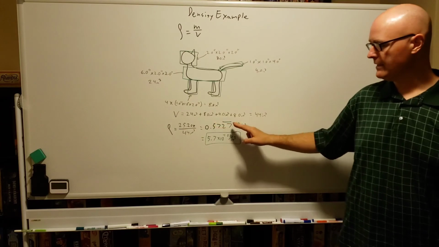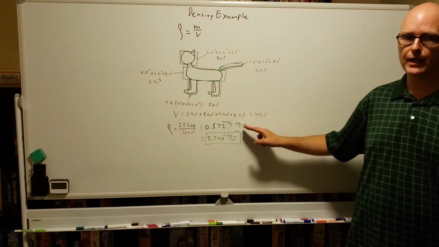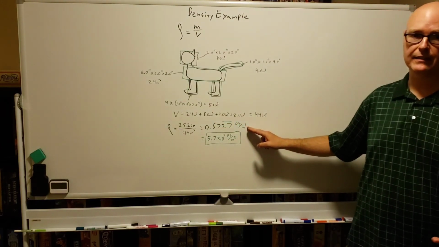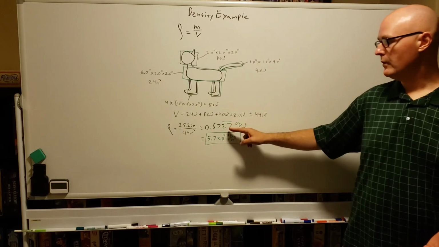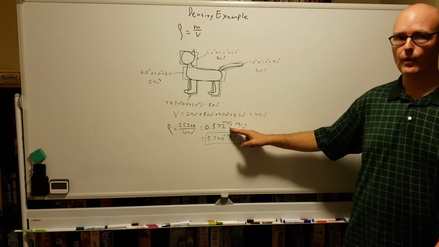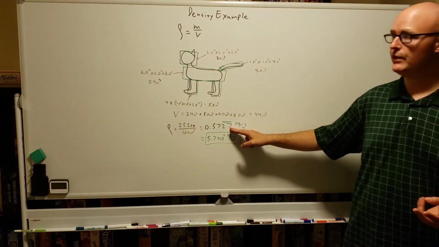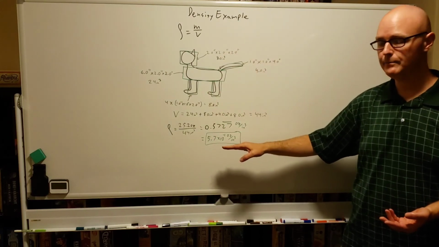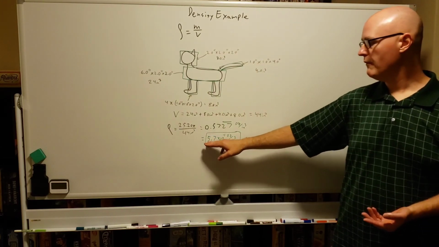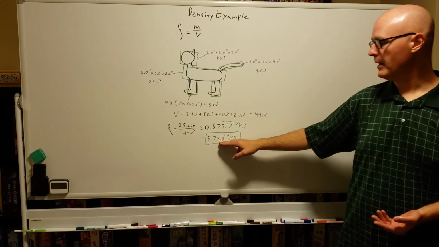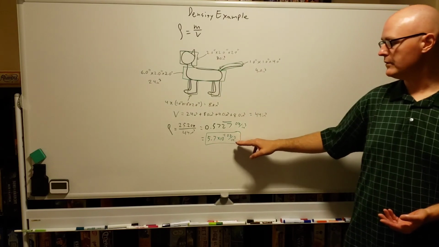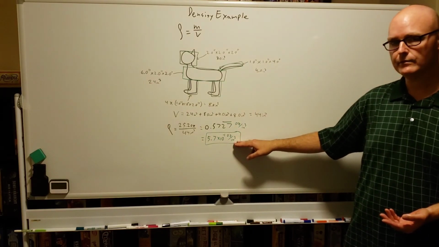However, this implies I have more significant figures. It implies more measurement than actually existed. So I have to round this to what was significant. I only have two significant figures. I've carried two significant figures the whole time. So I have 5.7 times 10 to the minus 1 ounces per cubic inch.